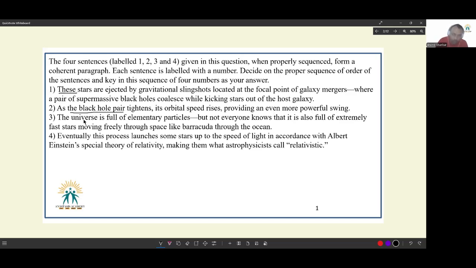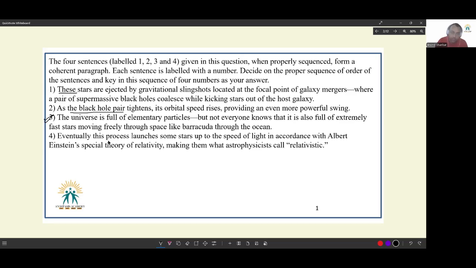Okay. The universe is full of elementary particles, but not everyone knows that it is also full of extremely fast stars moving freely through space like barracuda through the ocean. Okay. This seems very much like an opening statement, and this could also be in reference to these stars.